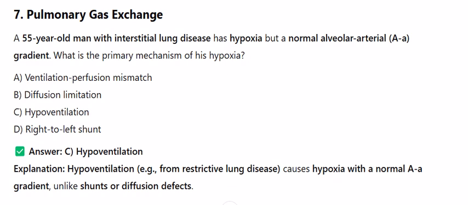A. Ventilation-perfusion mismatch. B. Diffusion limitation. C. Hypoventilation. D. Right-to-left shunt. Answer: Hypoventilation. Explanation. Hypoventilation, e.g. from restrictive lung disease, causes hypoxia with a normal A-a gradient, unlike shunts or diffusion defects.